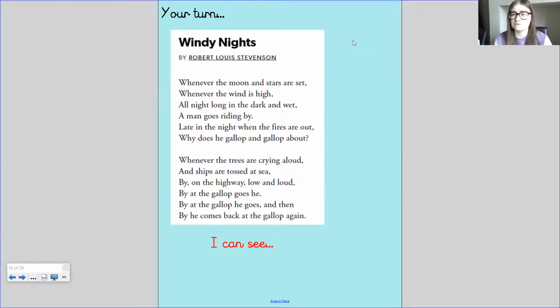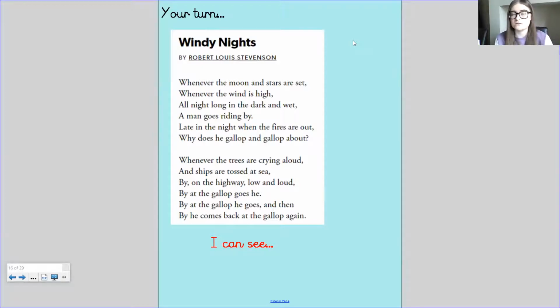That was not right at all, Miss Nook. I'm going to go again, year 4. Let me take that second stanza again. Whenever the trees are crying aloud and the ships are tossed at sea, by on the highway, low and loud, by at the gallop goes he. By at the gallop he goes, and then by he comes back at the gallop again.